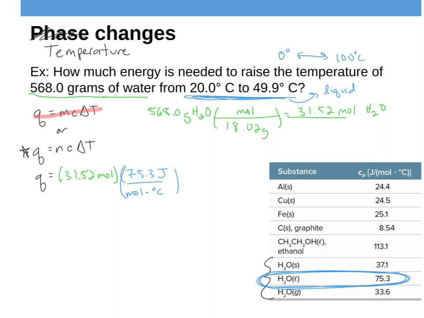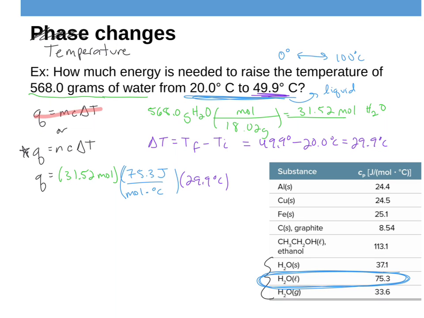Remember that your delta T is always T final minus T initial. In other words, my final temperature was 49.9, because it said it went from 20 to 49.9, and my initial was 20.0 degrees Celsius. So that means my delta T must have been 29.9 degrees Celsius. So I put that in there, 29.9 degrees Celsius.